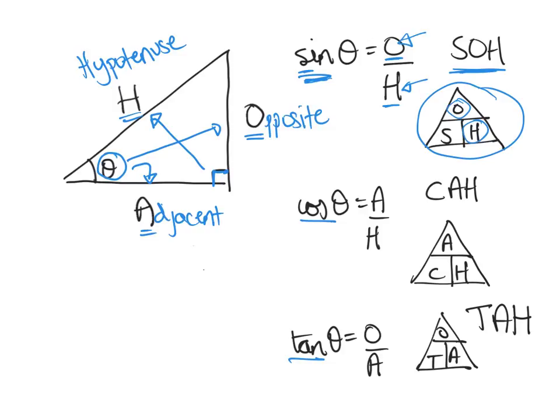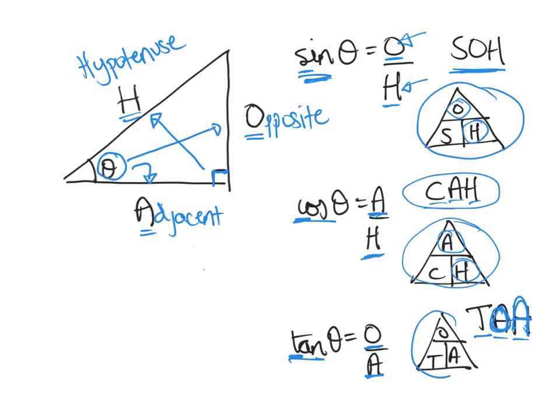You can also remember CAH, C for cos, A for adjacent, and H for hypotenuse. So cos is equal to the adjacent over the hypotenuse, or you can simply remember this shape here with the adjacent over the hypotenuse. And for tan, tan is equal to the opposite over the adjacent. You could remember it as TOA, or you could remember this device here. Now, let's have a look at the first problem.